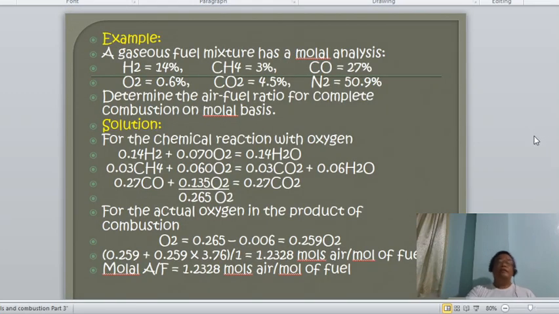Okay, so another class, maybe this is the last example. A gaseous fuel mixture has a molal analysis. Hydrogen is 14%. CH4, this is methane, is 3%. Carbon monoxide is 27%. Oxygen is 0.6%. And carbon dioxide is 4.5%. And nitrogen is 50.9%. Okay? So determine the air-fuel ratio for complete combustion on molal basis. Okay? So, solution.